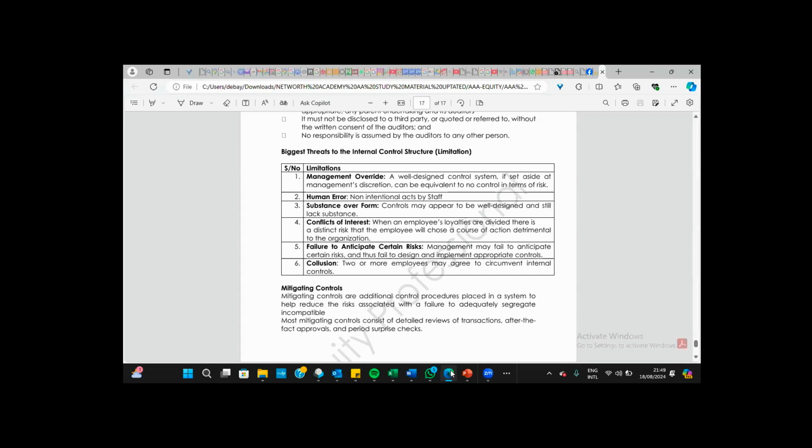Controls may appear to be well designed and still lack substance. For instance, you put in place controls saying that to secure 1 million naira, you have to invest 5 million naira worth of security before you can safeguard 1 million naira. That means that the control lacks substance. Do you understand? You want to secure 1 million naira, but you're going to spend 5 million naira to do it. That's what we mean by substance over form.